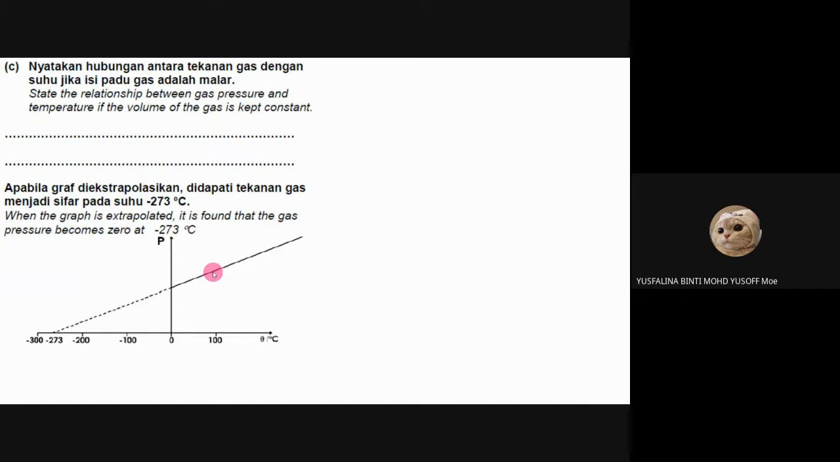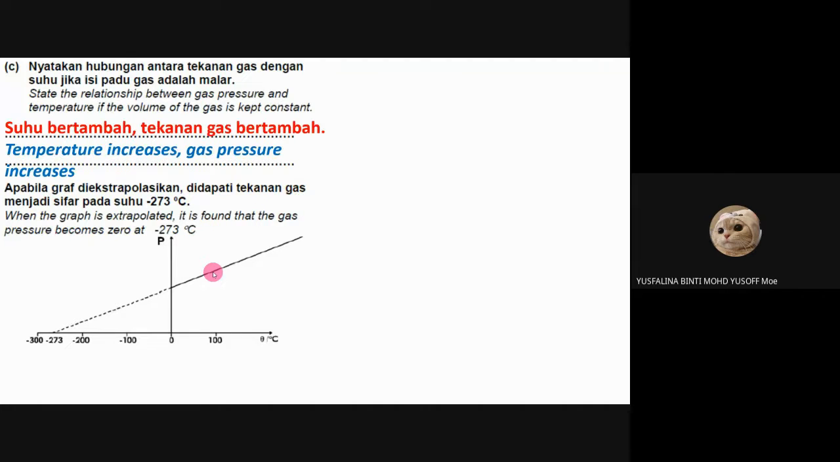So for this one, you can say directly proportional. This one can, but the graph cannot, right? So for this one, you can say the higher the temperature, the higher the gas pressure. So this one also: the temperature increases, the gas pressure increases. So this one can.